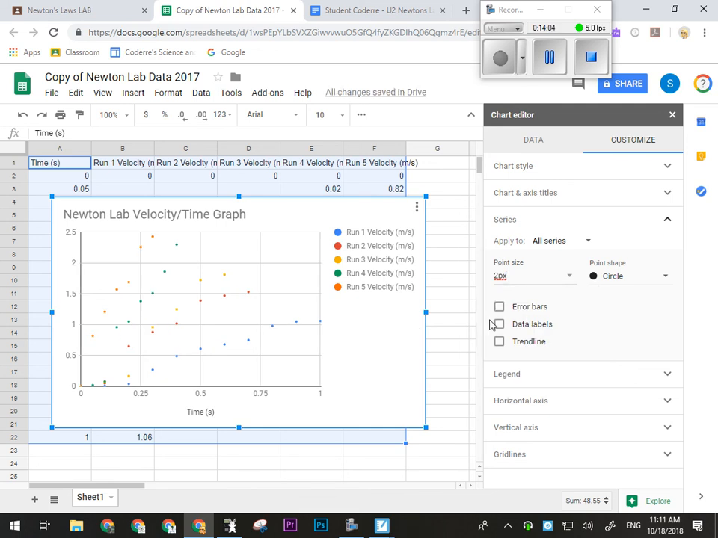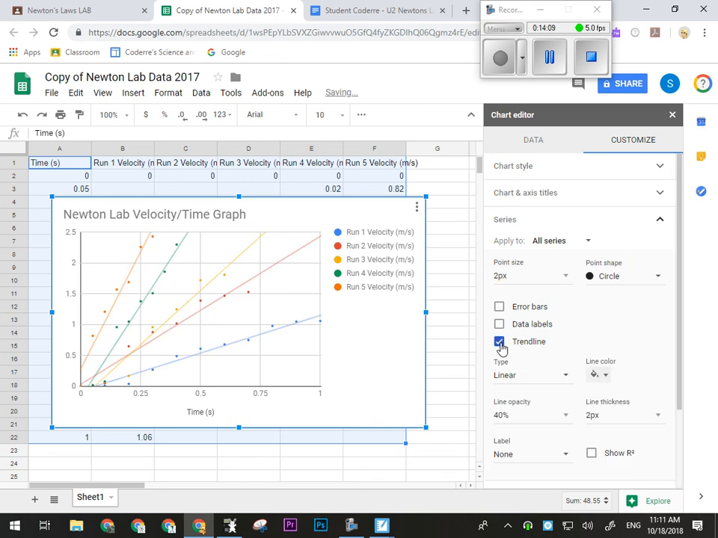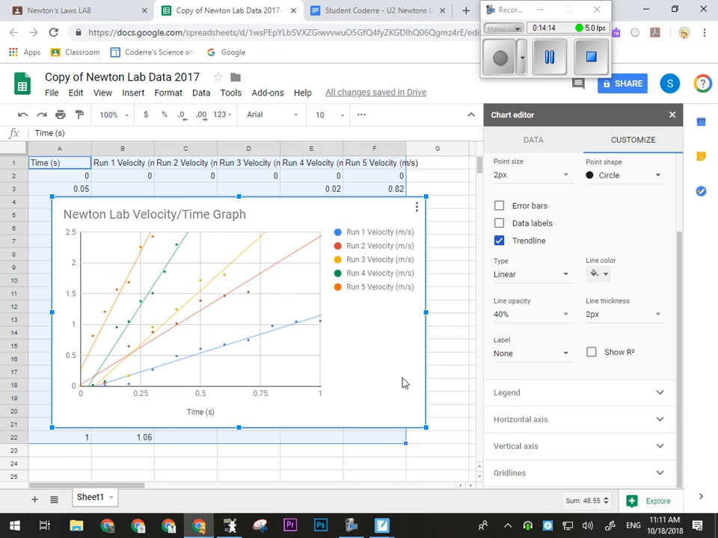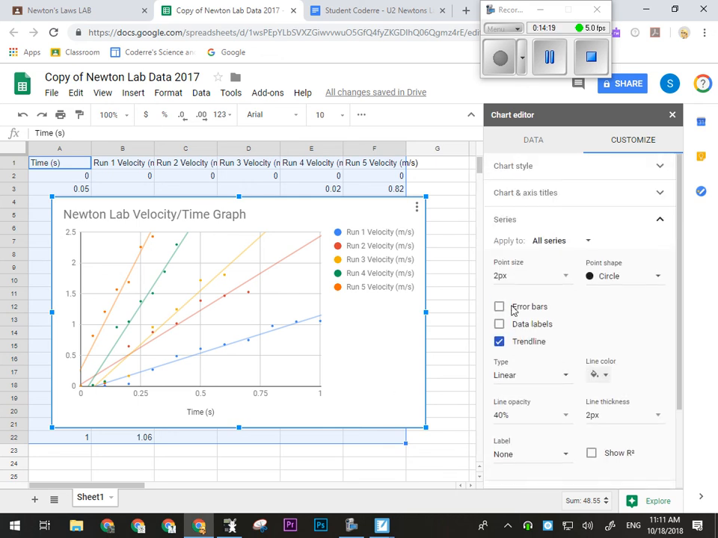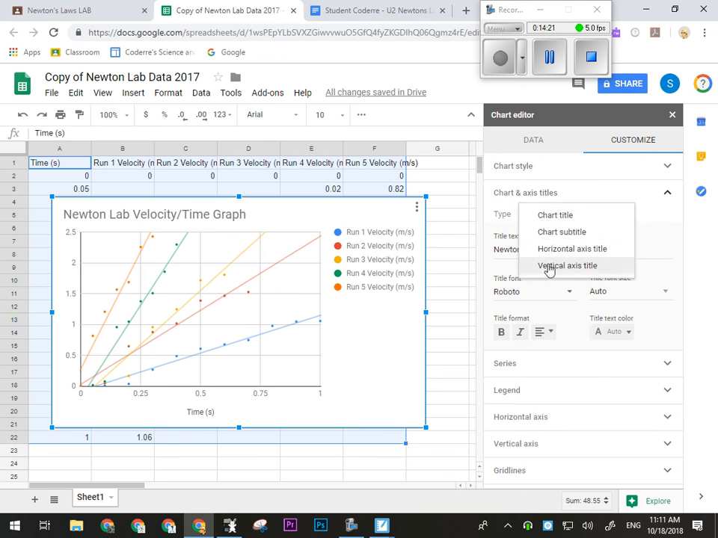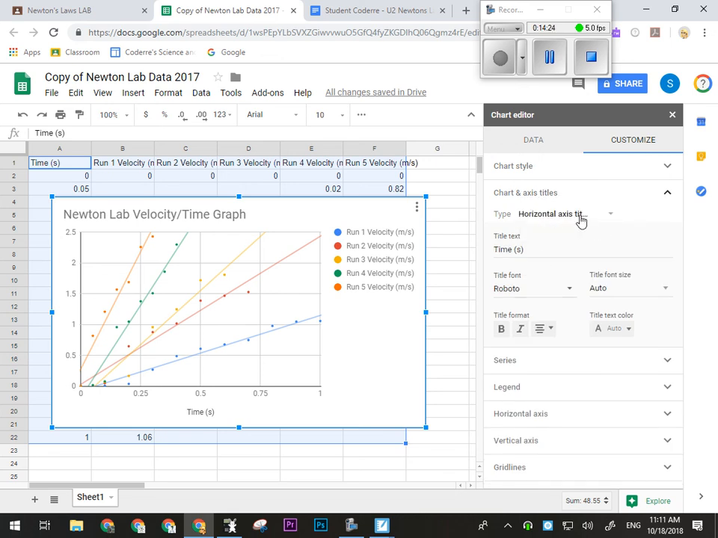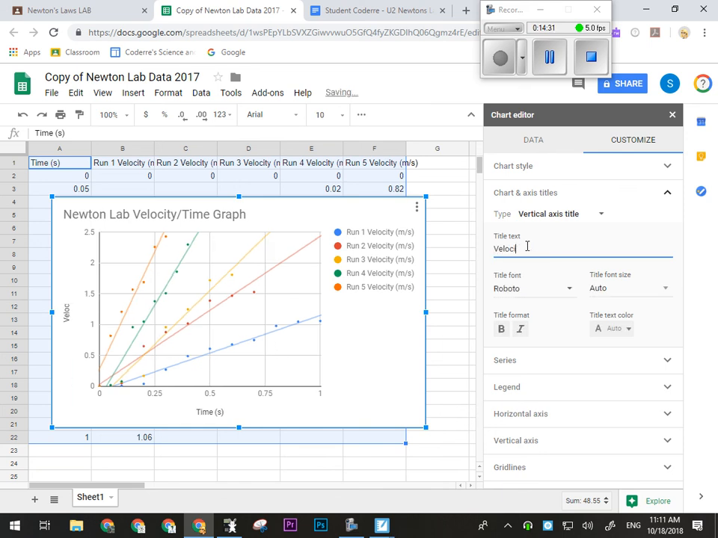I've just made the points smaller because they're awfully big. I want the trend line on there, and for each one I want it linear. Then I'm going to put data labels on as well. Sorry, I have to go back to chart axis and titles for that. Under chart axes, the horizontal axis is already in as time. The vertical axis doesn't have anything, so I'm going to put in velocity, in meters per second. Then I'll close that one up.